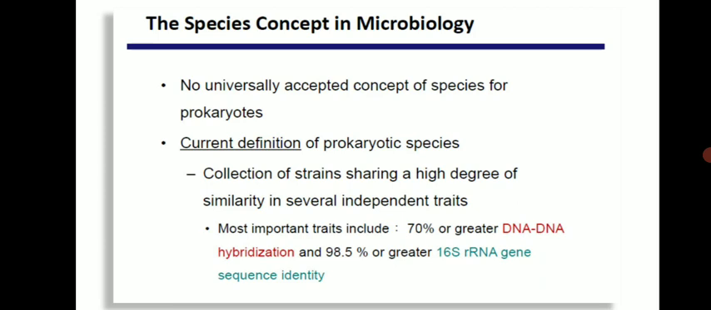And the most important traits include 70% or greater DNA hybridization, and 98.5% or greater 16S rRNA gene sequence identity. So these features are important traits while defining strains that belong to the same species. In microbiology, species means nothing but a group of strains that share several common traits that are independent of each other.